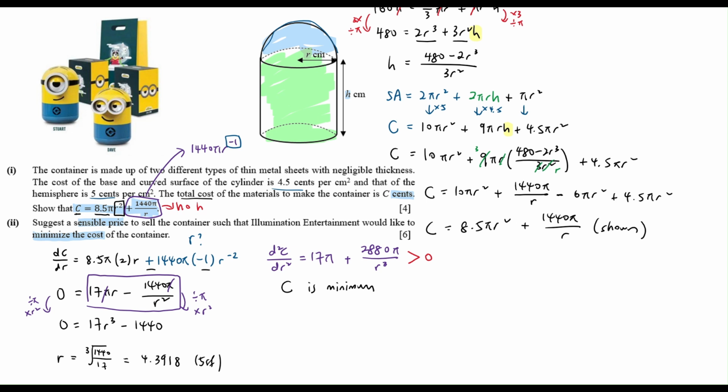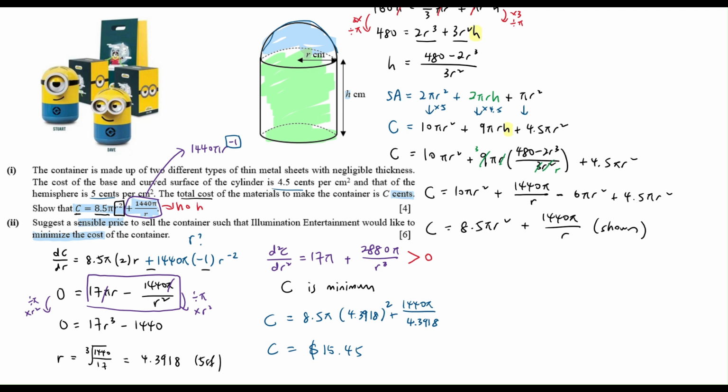So now to find the cost of material, I will be substituting 4.3918 into my equation C to get the value. So please use the calculator to help you. 4.3918 squared plus 1,440 pi over 4.3918. Don't forget the square here. So right now, I'll be getting $15.45.